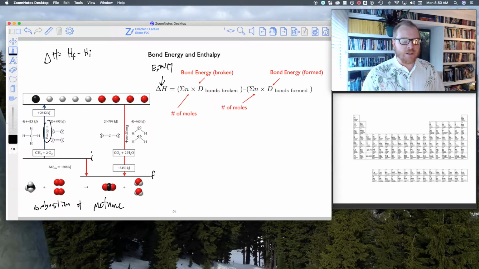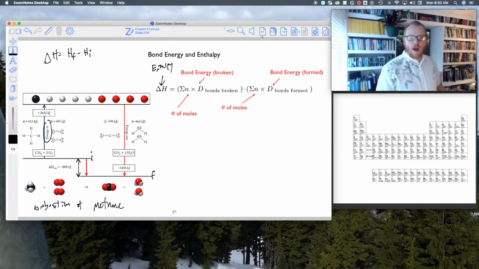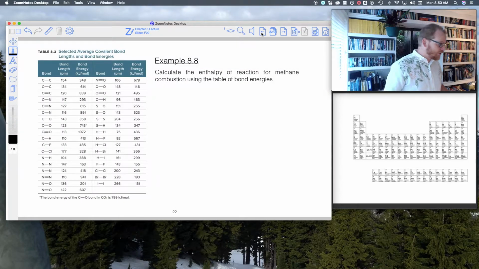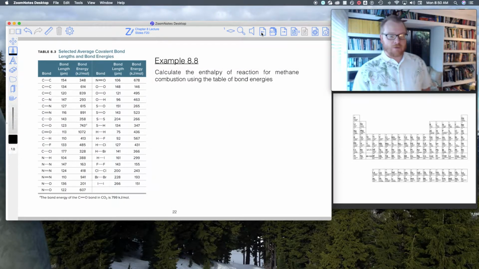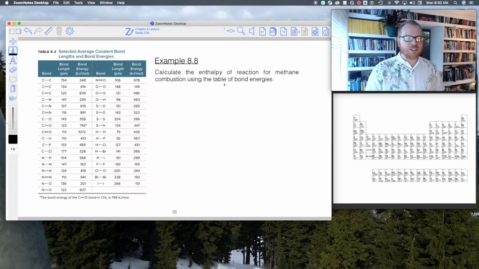Now when all of these bonds are formed, specifically 2 carbon-oxygen bonds and 4 oxygen-hydrogen bonds, that releases a ton of energy. And if we compare the energy in to the energy out, you can see overall, right, that gives us our delta H, our negative 808 kilojoules per mole. Okay, so I'm going to actually walk you through that, and let's do that as a sample calculation. Okay, so we're going to do the combustion of methane.